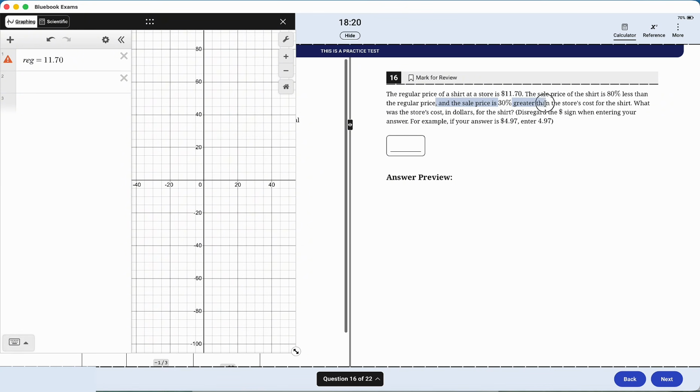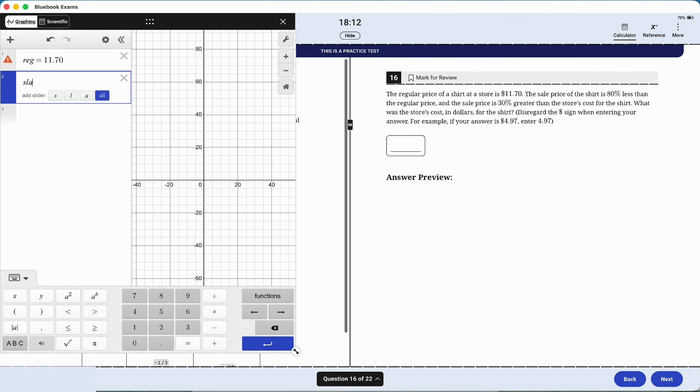Second sentence here, you see just the first part of the second sentence is an equation. It says sale price is 80% less than regular price, right? So I can write this. Sale price is 80%, so 1 minus 80 over 100, right, for 80% less than the regular, right? And what do I know? I know regular, right? So I can figure out sale price, right? It would just be this.